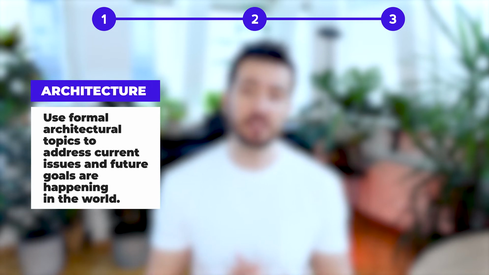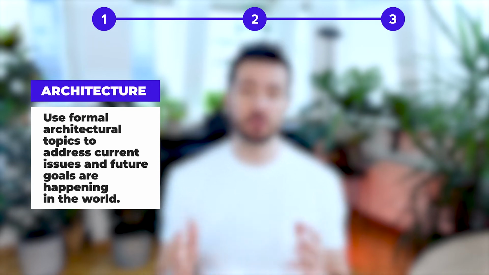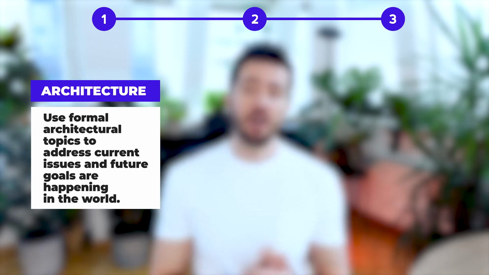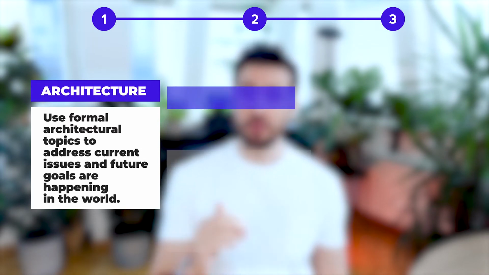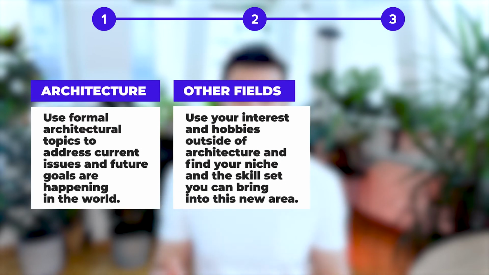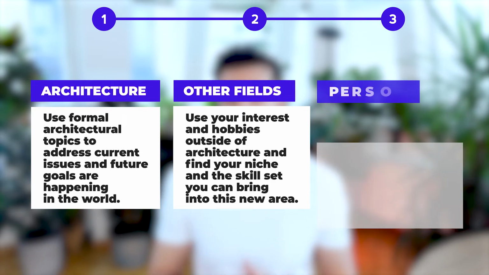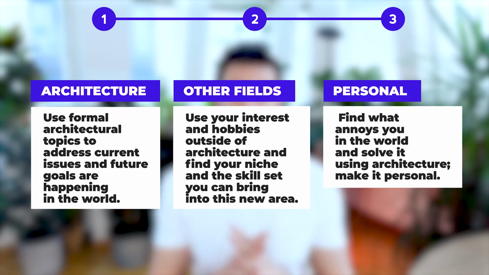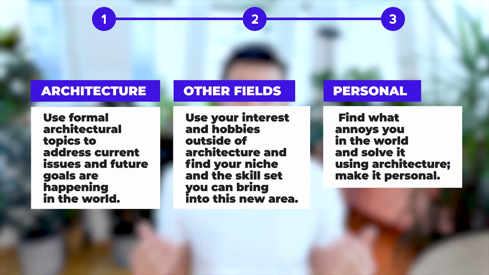So if we sum up the three scenarios, the first one, use formal architectural topics to address current issues and future goals happening in the world. The second scenario, use your interests and hobbies outside of architecture and find your niche and the skill sets that you can bring into this new area. The third scenario is find what annoys you in the world and solve it by using architecture. Make it personal.